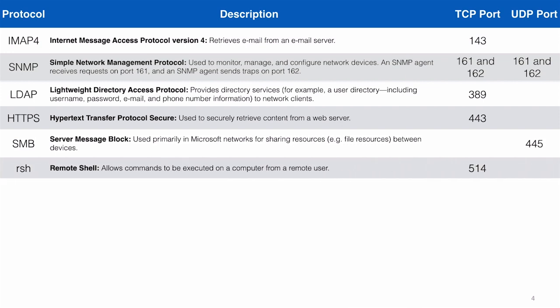Next up is RSH, Remote Shell. This is going to allow us to execute a command on a computer that's remote from us, so it's not our local computer. This is oftentimes used in the Unix or Linux world, and it uses TCP port 514.